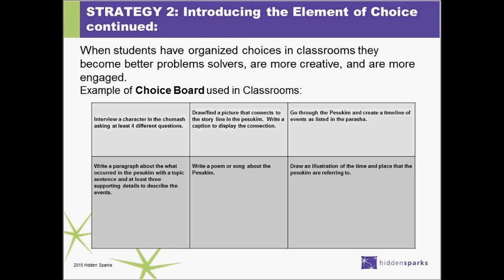We can interview a character in the Chumash, asking at least 4 different questions. You could have students taking turns or pairing up to be able to do this. We can draw or find a picture that connects the storyline in psukim and write a caption. We can go through the psukim and create a timeline of events listed in the parasha.